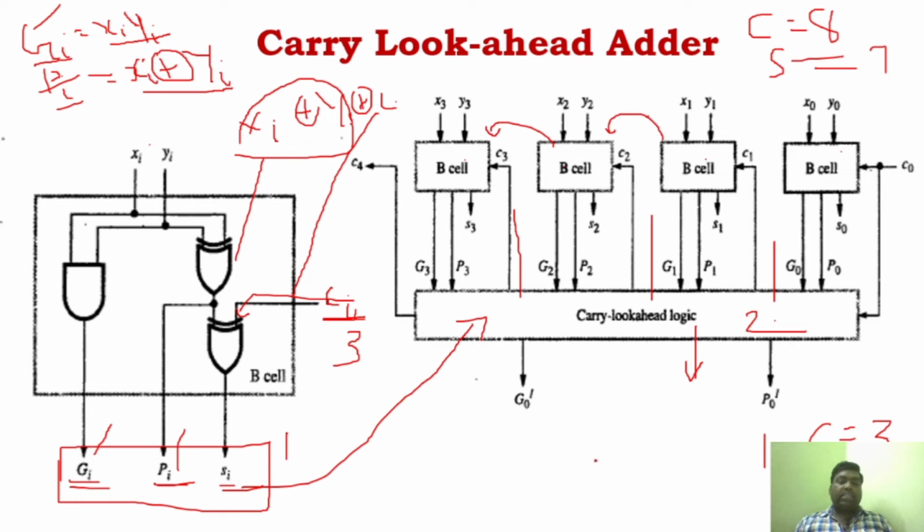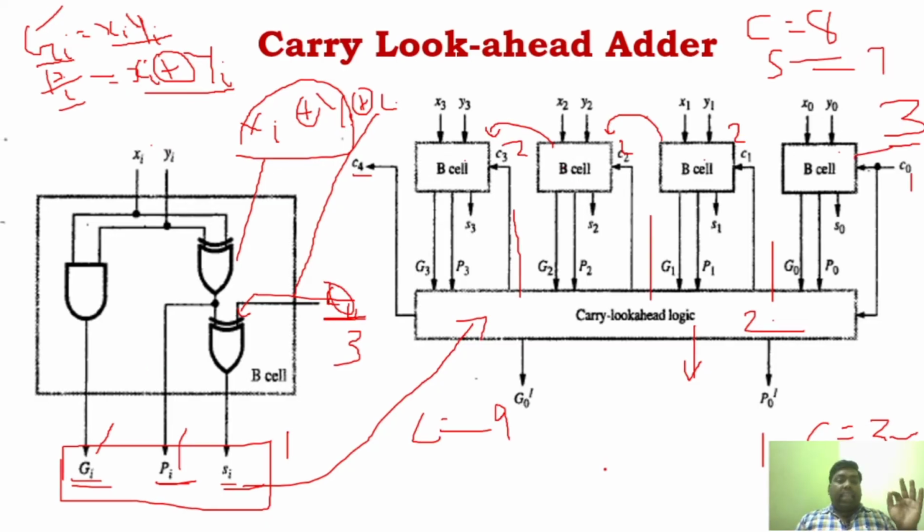So totally, for generation of sum, you need 4 delays for one particular cell. Hope you are clear with this, right? So you need 3 delays for carry and 4 for sum. Now you understand how the delay for carry look ahead adder is calculated, right? C is equal to 3 and S is equal to 4. For generating carry you need 3 delays, and for sum, 3 plus 1 is 4, okay?